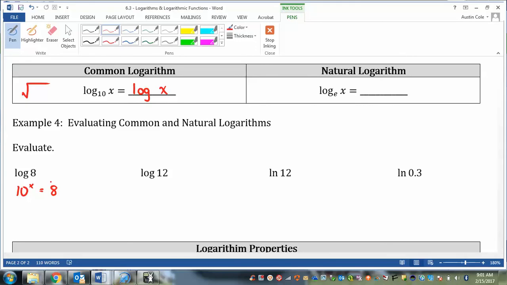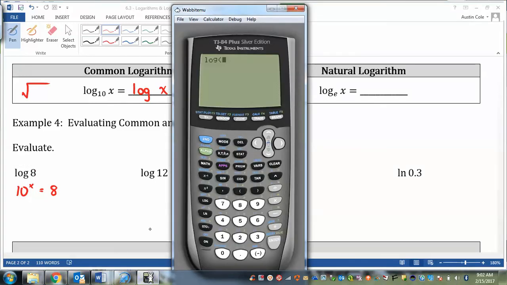A decimal. What's 10 to the first power? 10, right? So this answer is going to be some ugly decimal less than 1. When we don't have a log that works out nice and neat like that, we can use our calculator. If I just type in log of 10, excuse me, I lied. Log of 8, my fault. Log of 8, and hit enter, the answer is that decimal.